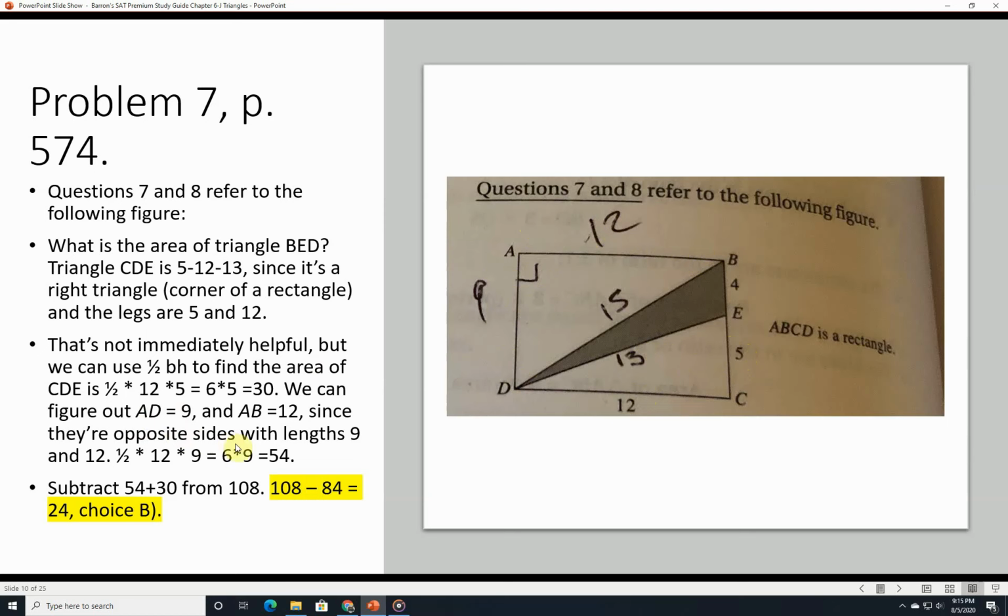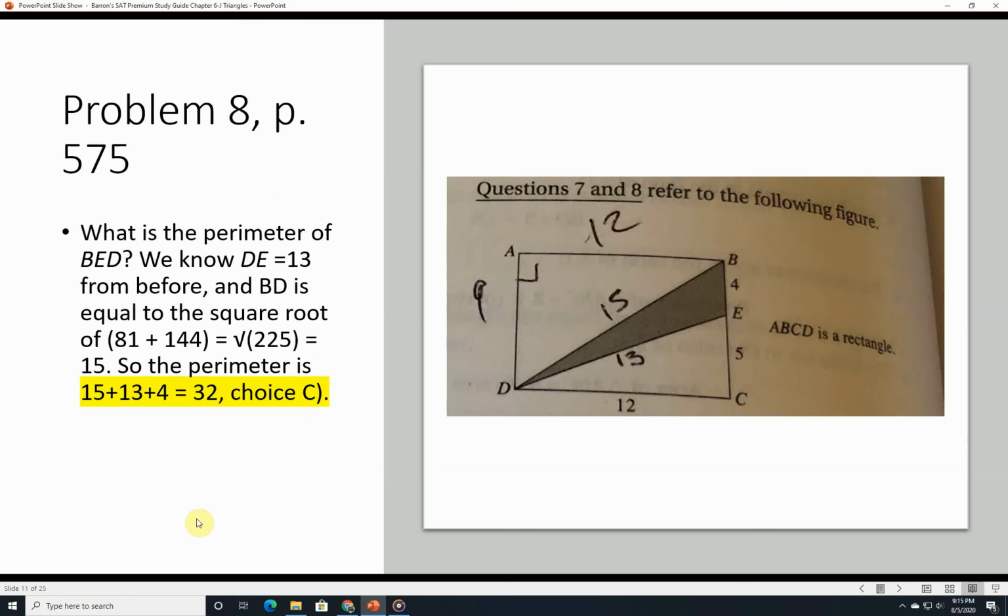So then we have 54, we have 30. Then add those together, we get 84. So we have to subtract that from 108. 108 minus 84 is equal to 24, which is choice B.